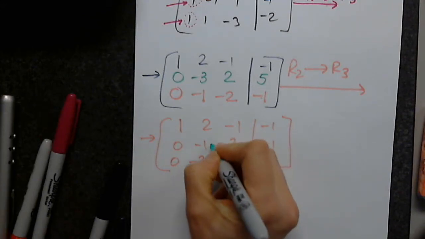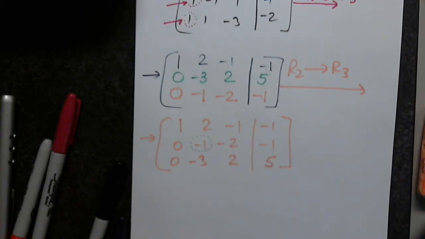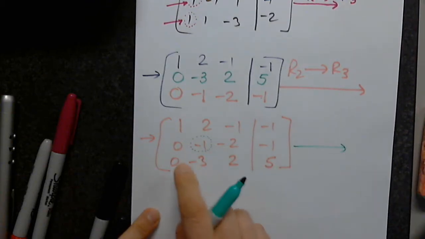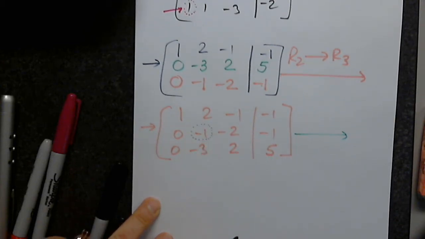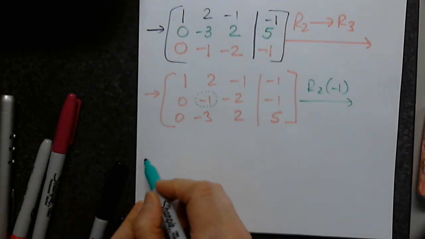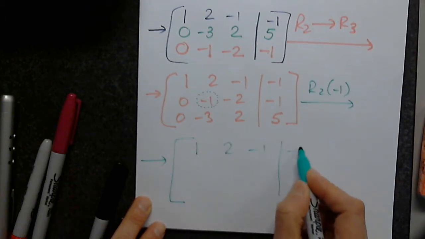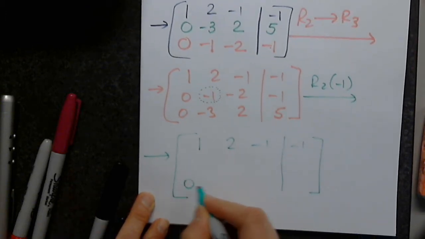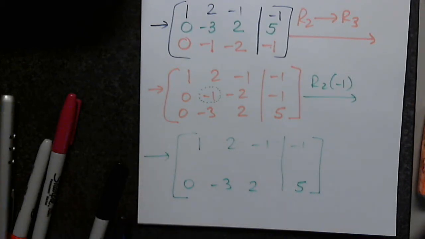I need now to get a 1 in here. I can only use one of those 3 operations. So what should I do to get a 1 in here, not a -1? One more time. Multiply by -1. So R2 gets multiplied by -1. Arrow again. I copy 1, 2, -1, -1. I copy 0, -3, 2, 5, because those do not change.